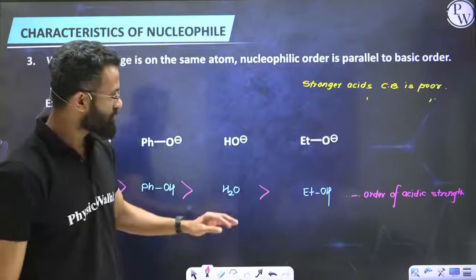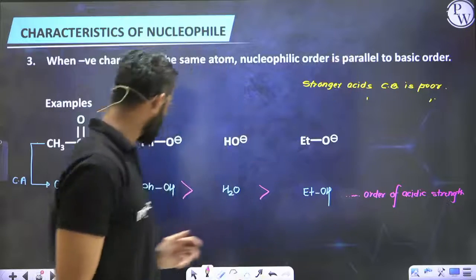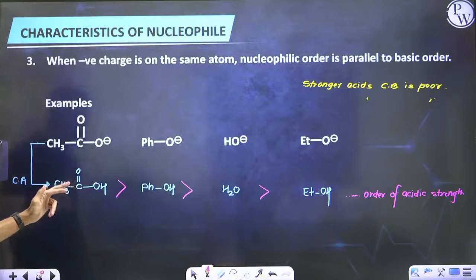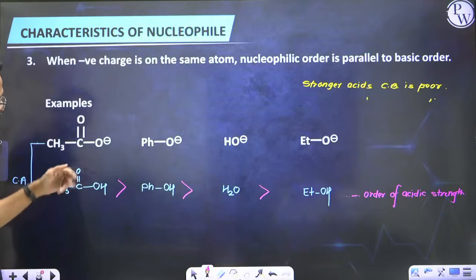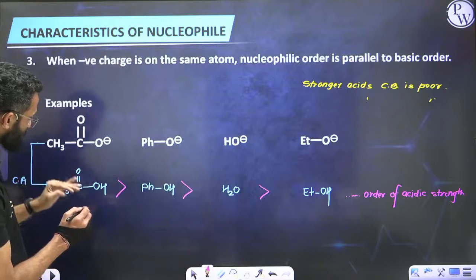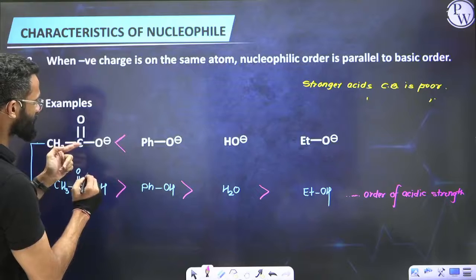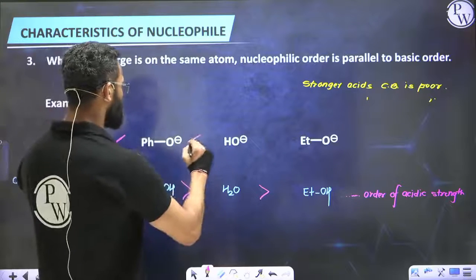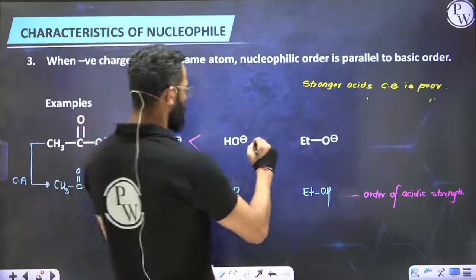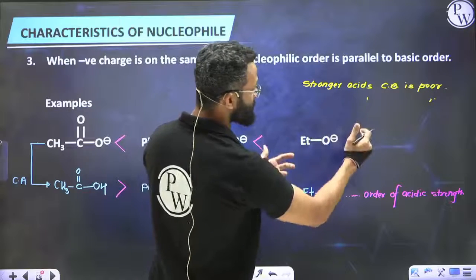Okay, so what we have said, stronger acid's conjugate bases are poor. So if this is the strongest acid, its conjugate base, acetate, is going to be the poorest base. Strongest acid, conjugate base is poor. So acetate is the poorest base. Then phenate is a poor base. OH minus is a relatively stronger base, and ethoxide ion is the strongest base.